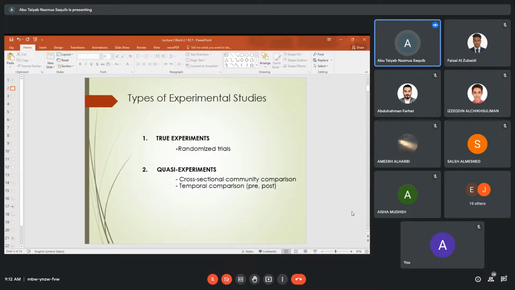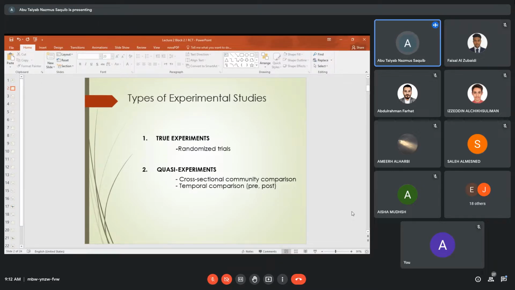Without randomization, there is no true experiment. So one time there was no control group and the other time there was no randomization. That's why these are quasi experiments. Now, if you want to have a true experiment, a randomized trial, I don't have to explain to you what the characteristics of the randomized trial should be. You can deduce it from the characteristics of the quasi experiment.